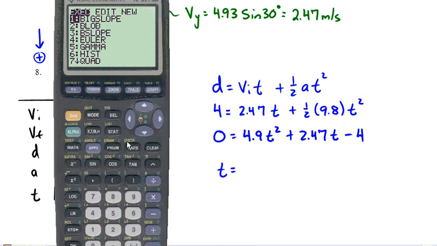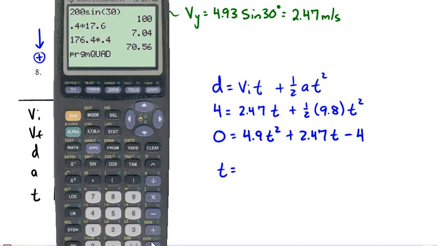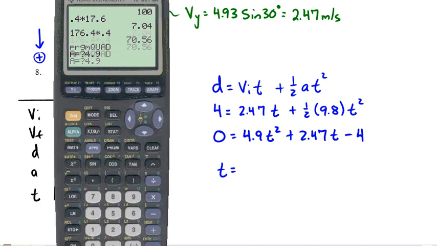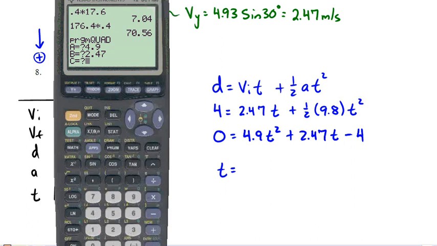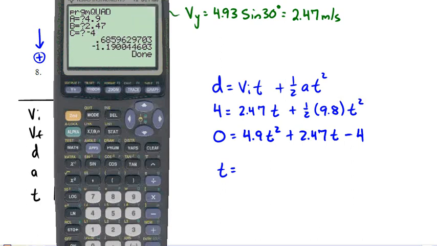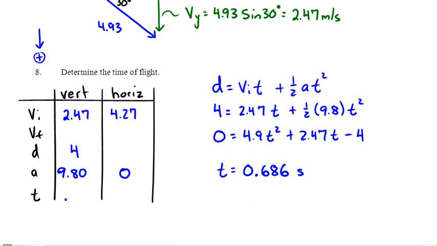So, quadratic program. We're running. Going to go with an A value of 4.9, a B value of 2.47, and a C value of -4 after I moved it over there. I get a couple of numbers. The negative one doesn't make a lot of sense, so I'm going to go with the positive one. This thing is going to fly for 0.686 seconds. And I can now go put that in my table.